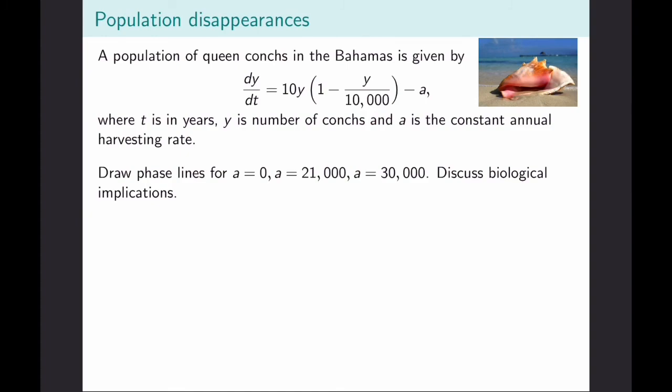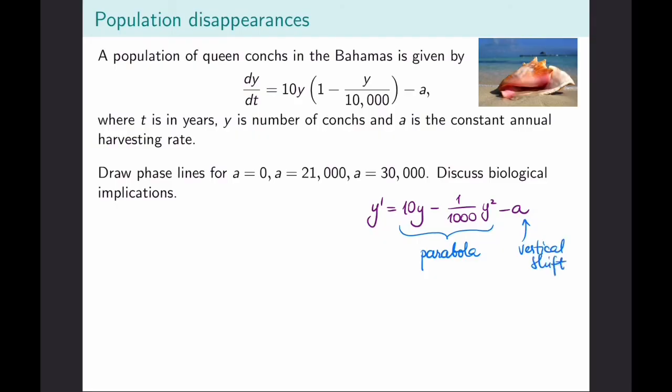So what I'm going to do at first is rewrite this by opening up the brackets. So what do we have here? I have y prime is equal to 10y, and then 10y times y over 10,000, which means it's going to be minus 1 over 1,000 y squared, minus a. What kind of shape is this if I were to draw an actual phase diagram? I have a parabola here, a parabola facing down, and this minus a really corresponds to a vertical shift. So let's note that this is a parabola, and this is a vertical shift.